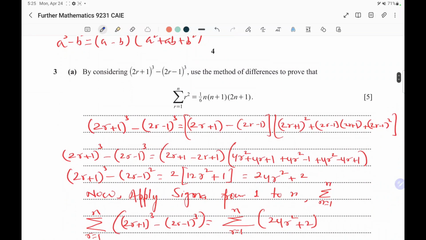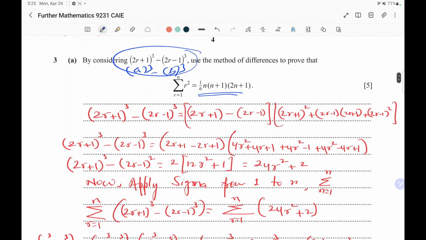Now by considering 2r plus 1 whole cube minus 2r minus 1 whole cube, use the method of difference to prove that. Okay, so we have to use this. This is a cube minus b cube. So either you can expand 2r plus 1 whole cube and 2r minus 1 whole cube and subtract. You will get this result.